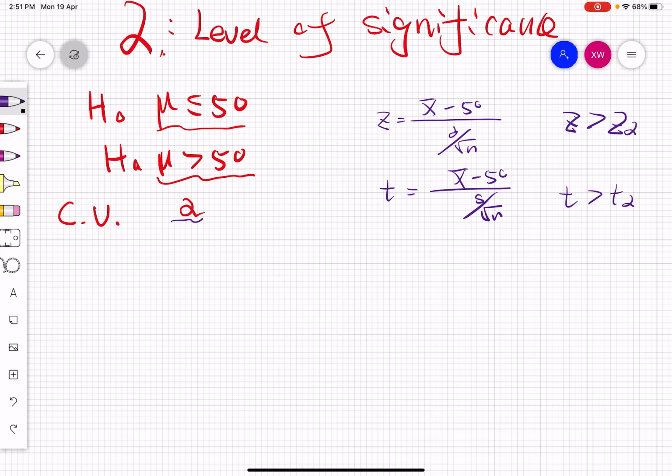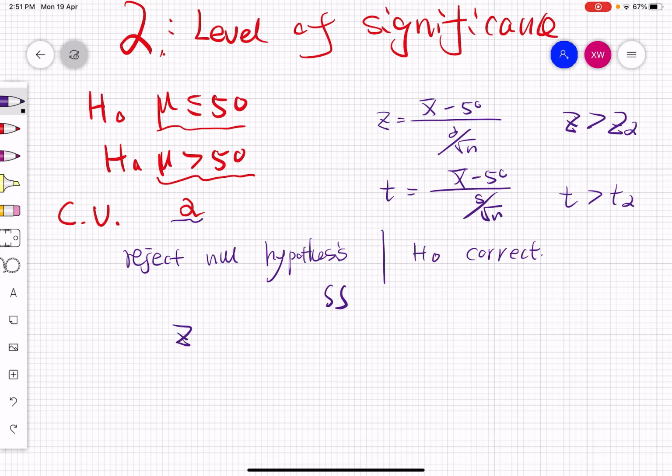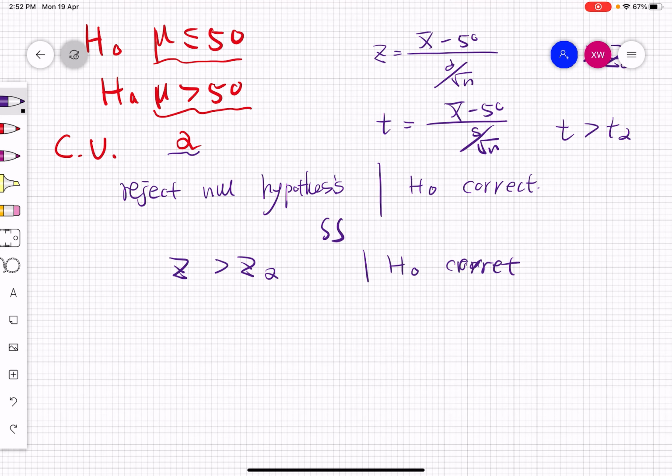So we will reject the null hypothesis. Given our starting point is that null is correct, or we can write it this way: these two are equivalent. z larger than z alpha or t larger than t alpha, given null is correct. These two are the same. This is our rejection rule.